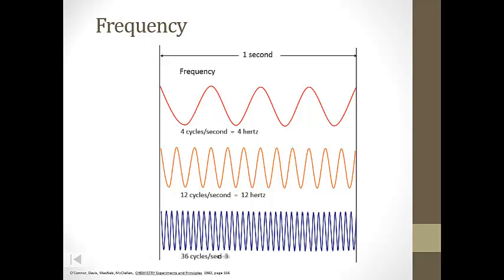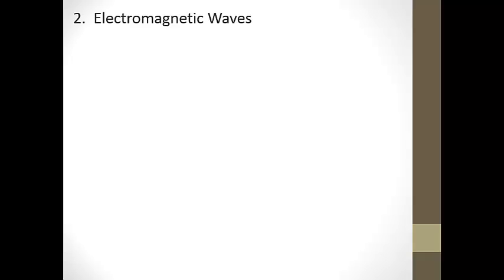The one at the very top is only 4 hertz because there are 4 cycles per second. The middle one has a higher frequency of 12 hertz because it has 12 cycles per second, and the bottom one even higher frequency because those wavelengths are really short, and 36 cycles per second.